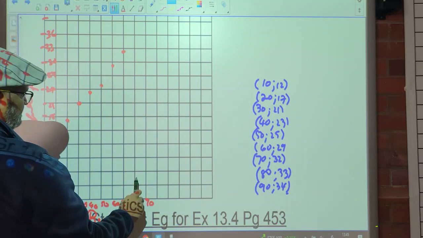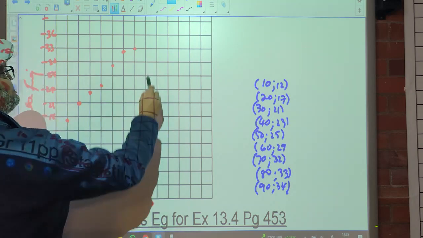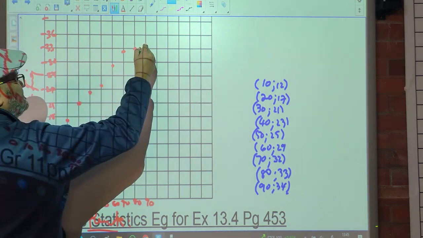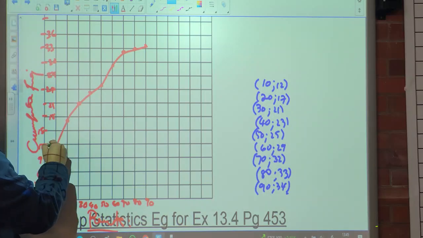And then 80 and 33, and then 90 and 34. So what do we do? I do it freehand, not with a ruler. If you use a ruler, you're going to lose points, you're going to lose a mark. Freehand. We connect the dots. Yeah, that's a bit better than the previous one that we connected.